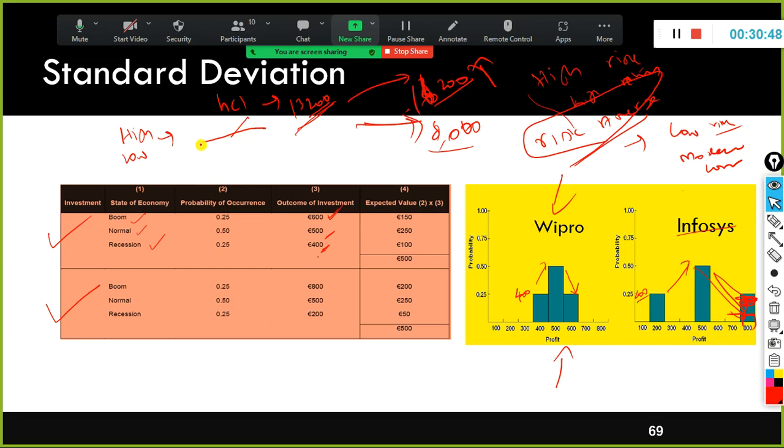So let's say this is the line. This is my mean.